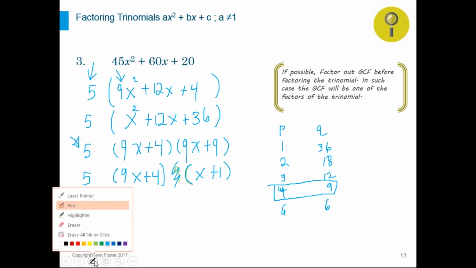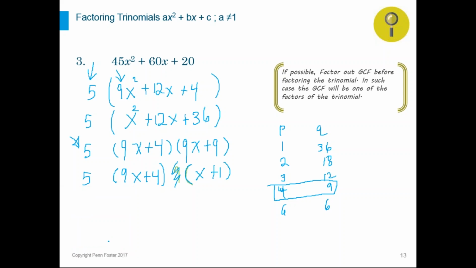Okay, so the set of factors that you have for this trinomial, in this case, 3 factors: 5, 9x plus 4, and x plus 1. For homework, if you want, you can use FOIL, and you should be able to get back to the original trinomial, 45x squared plus 60x plus 20.